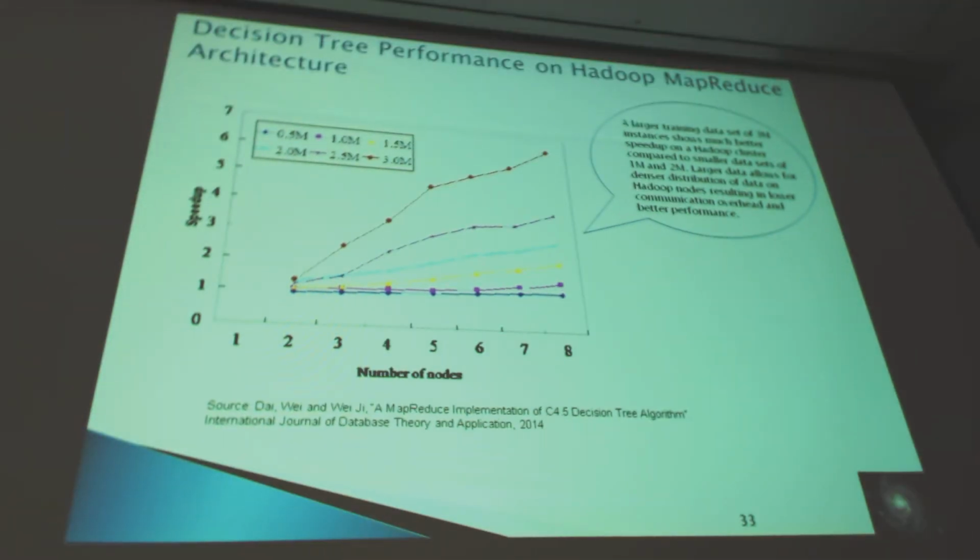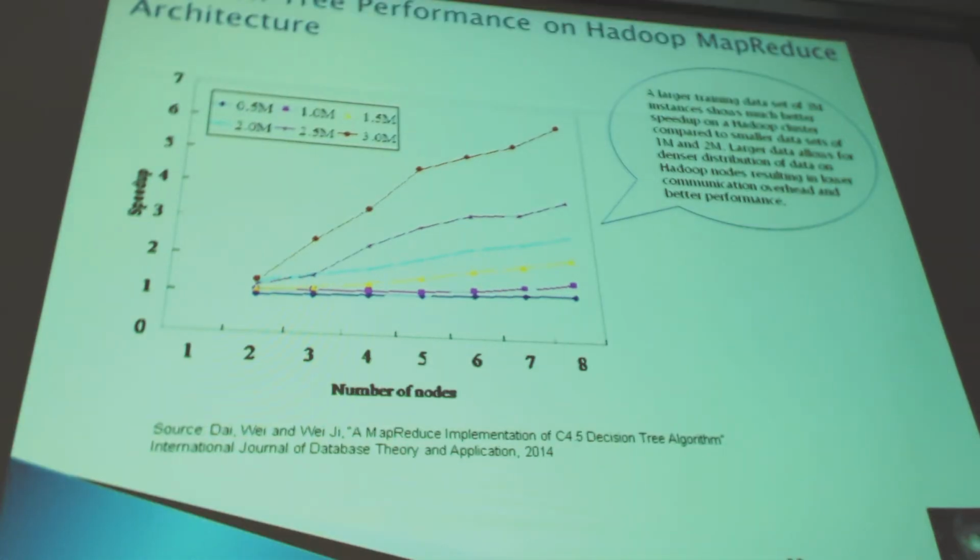It's seen that the best speed up happens with 3 million records, 3 million instances in the MapReduce training set. Why is that happening? Because the largest data set gives the best speed up. The reason is that in a Hadoop architecture, the bigger the data set, the denser is the distribution on the data nodes. As a result, you will have less communication overhead between the nodes. If you use 0.5 million on 8 nodes, the data will be sparse, and when you are doing reduce jobs, there will be a lot of communication overhead.